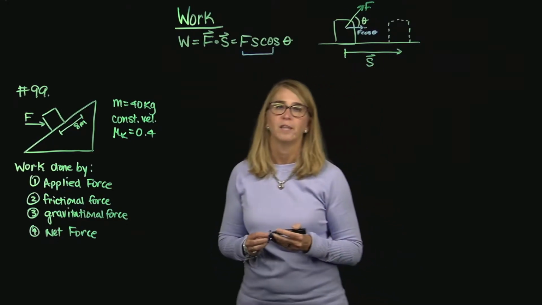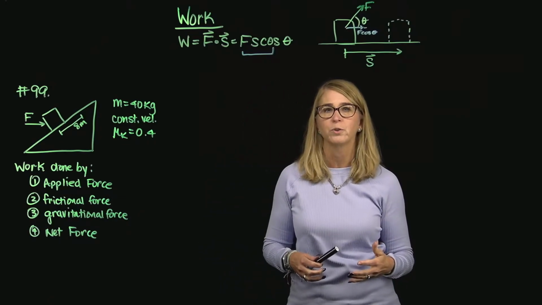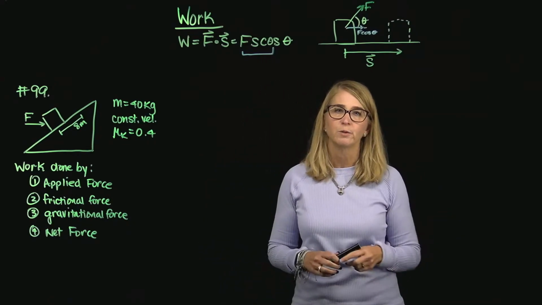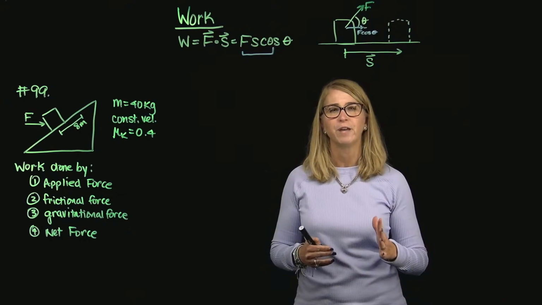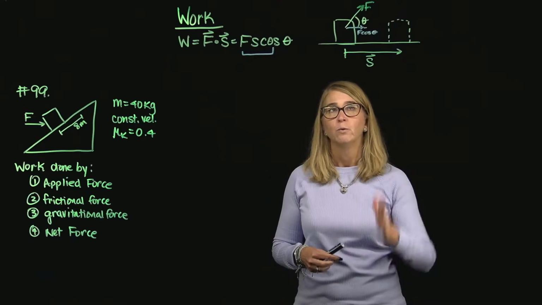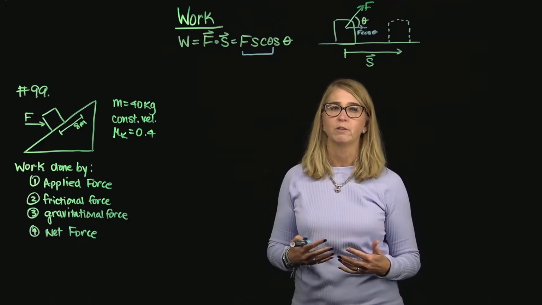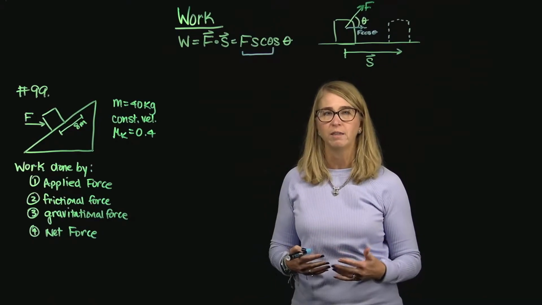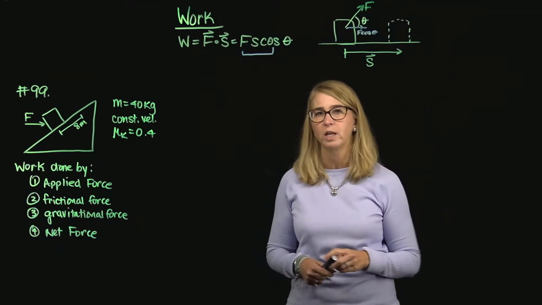F cosine theta is really just the component of the force that is parallel to the displacement, which then makes sense because the other component of that force is exactly perpendicular to the displacement, which would be pointing up. And obviously, that component of the force is not going to do anything to get the block from here to there. It's not going to move it horizontally at all.